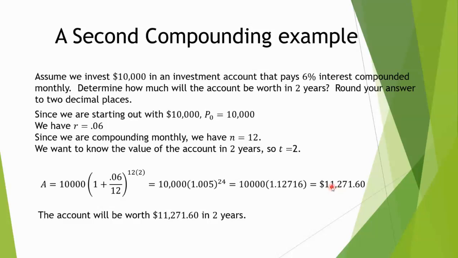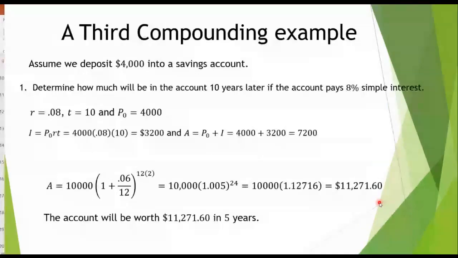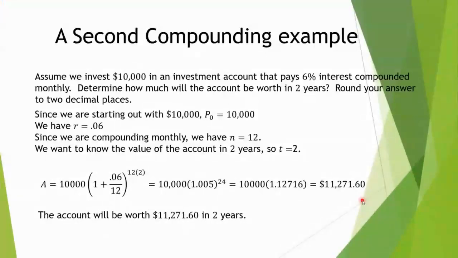So in 2 years, we're going to have this amount, which is $11,271.60. Okay? And again, we're assuming also we're not taking money out or adding money to it. I mean, you could actually handle that, but I think you have to deal with differential equations. That's a totally different situation. Anyway, so we have this example. Here's a third one. Let's see. Are there any questions about this one?